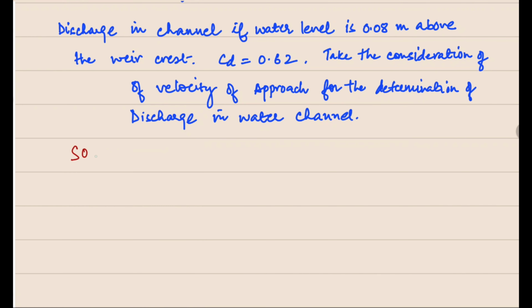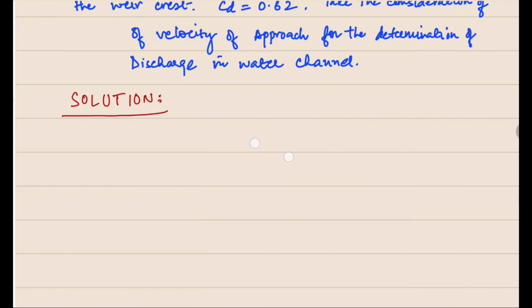So let's start the solution part. Before starting any problem we should outline all the values given to us. Then it makes it easier for us to understand the problem, as well as the approach of how we should proceed. So the length of weir, known as L, is given to us. This value is 0.5 meter.